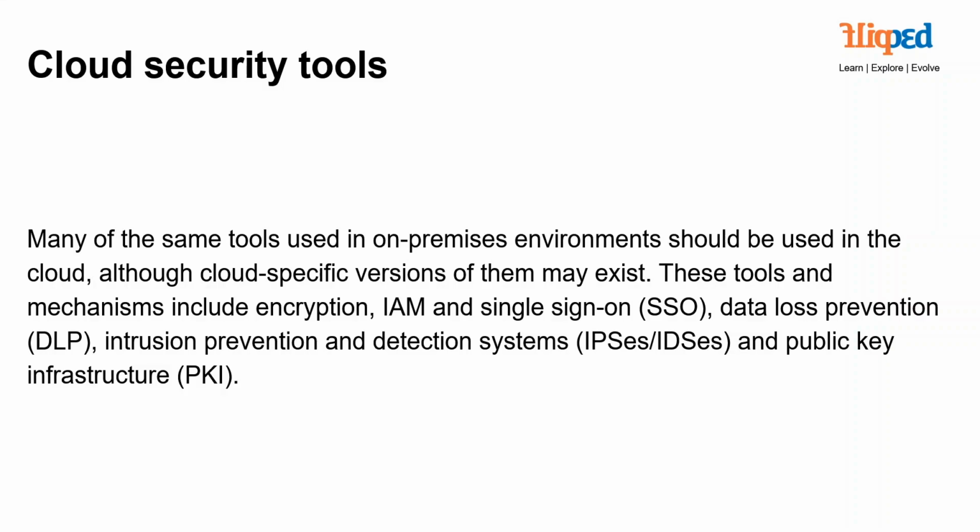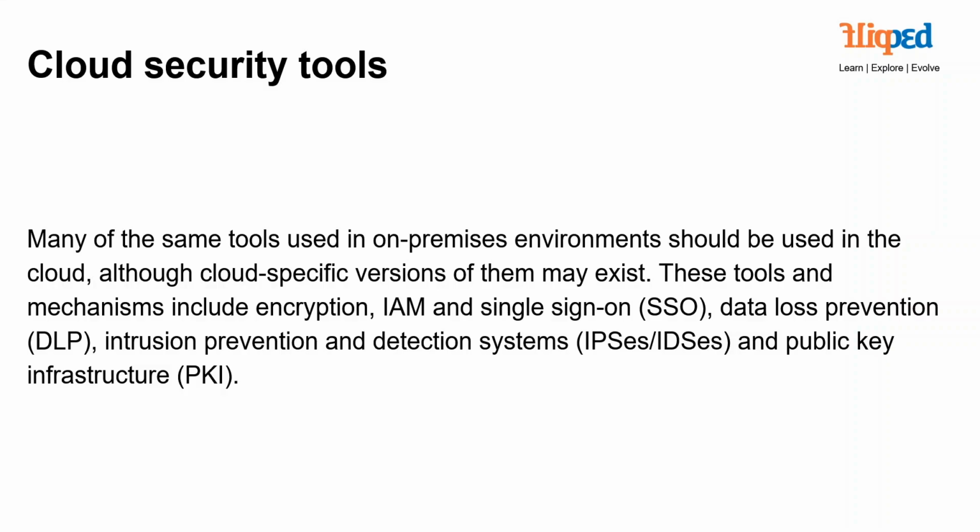Although cloud-specific versions of them may exist, we need to buy that cloud-specific version so that it can be deployed over the cloud. These tools and mechanisms include encryption, IAM, single sign-on (SSO), data loss prevention, intrusion prevention and detection systems, and public key infrastructure. So what does it mean?